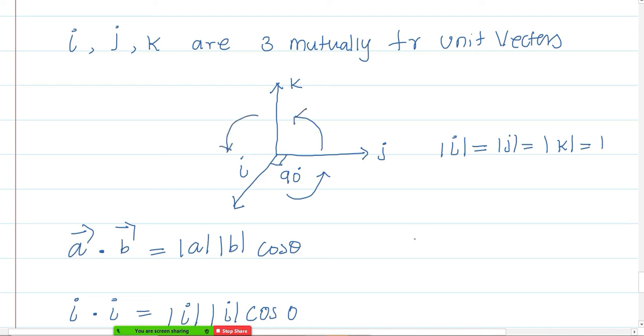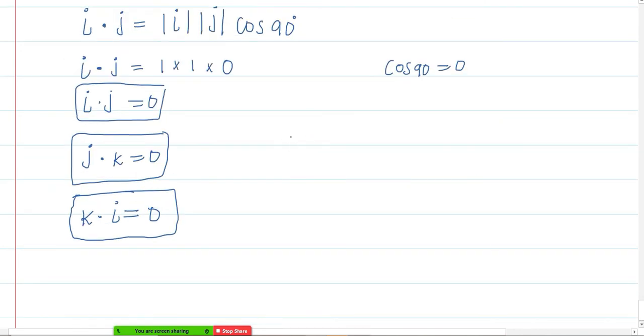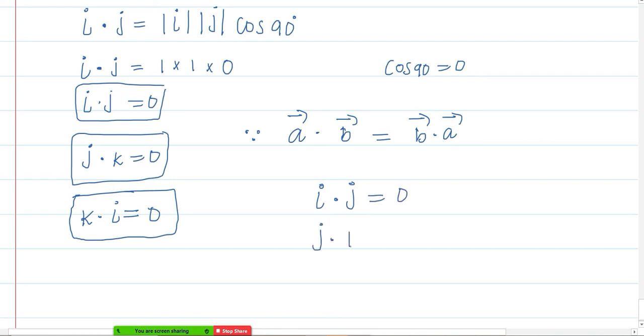What will happen if we work in reverse? We have i dot j, what will happen for j dot i? j dot i will also become 0 because the dot product of two vectors satisfies the commutative property. A dot B is the same as B dot A. Since A dot B is the same as B dot A, this implies if i vector dot j vector is 0, then j vector dot i vector is also 0. Since i dot j is 0, therefore j dot i will also be 0.